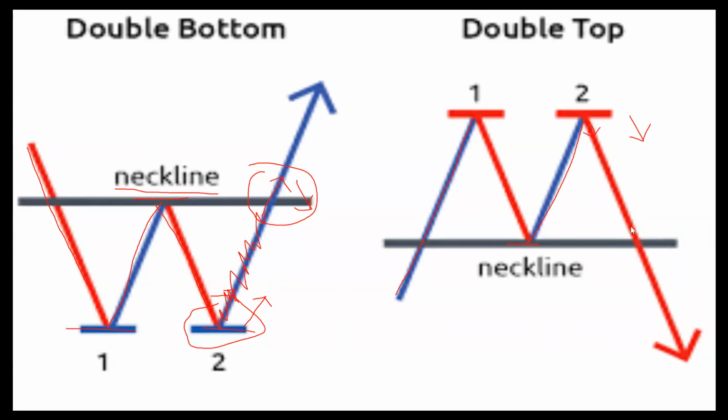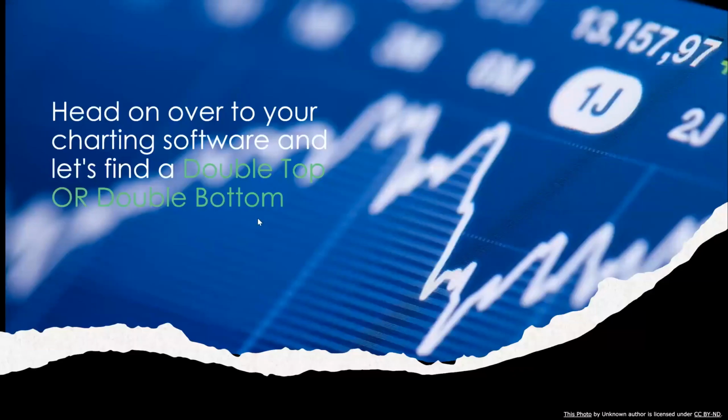However, the real way to play it is to play the break of the neckline and use the entry back into the neckline as a stop loss. All right, so that's how you would play a double top and double bottom appropriately. But once you get good at these, you'll be able to snag a little bit of additional value there.